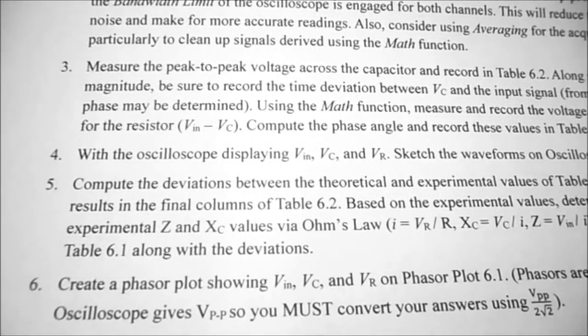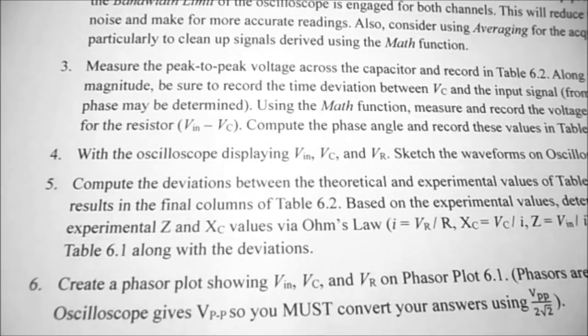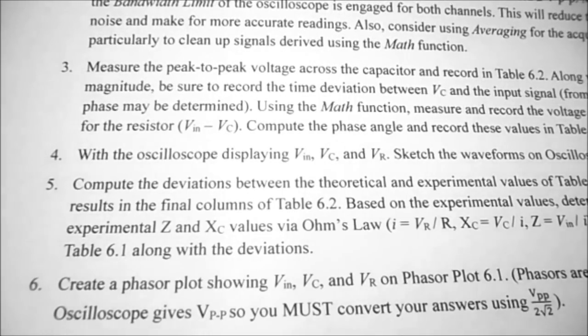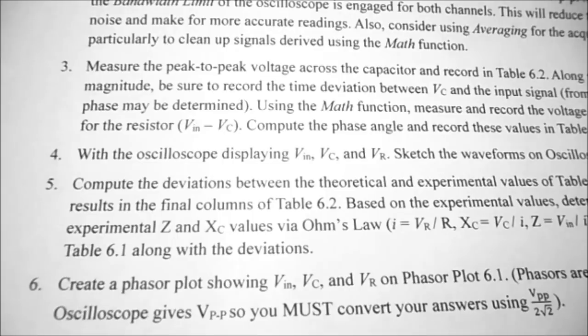Under procedure, step number 4, it says with the oscilloscope displaying Vin, Vc, and Vr, we're to sketch the waveforms on oscilloscope plot number 6.1.